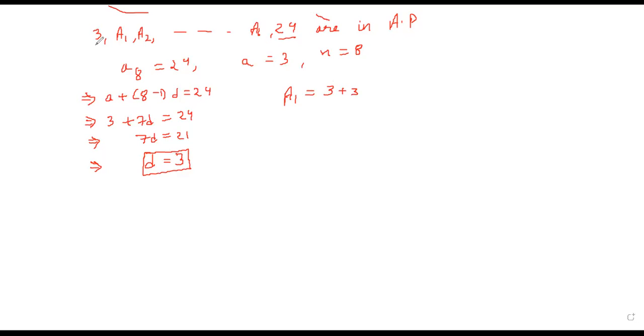First being a plus d, 3 plus 3, 6. Second is 6 plus 3, 9. Third is a3 equals 9 plus 3, 12. Fourth, a4 is 12 plus 3, 15. Fifth, a5 is 15 plus 3, 18. Sixth, a6 is 18 plus 3, 21. So these 6 are the arithmetic means between 3 and 24.